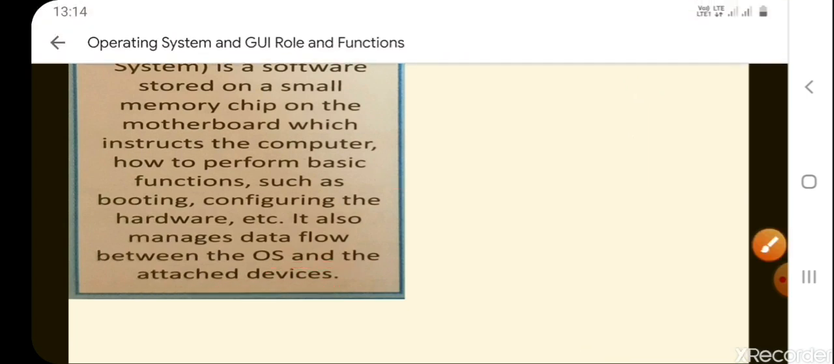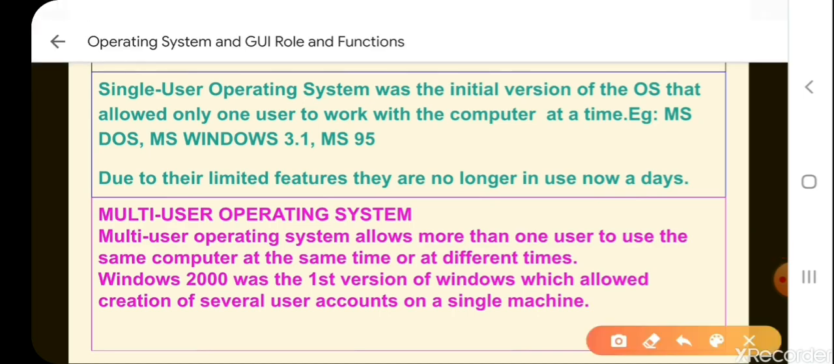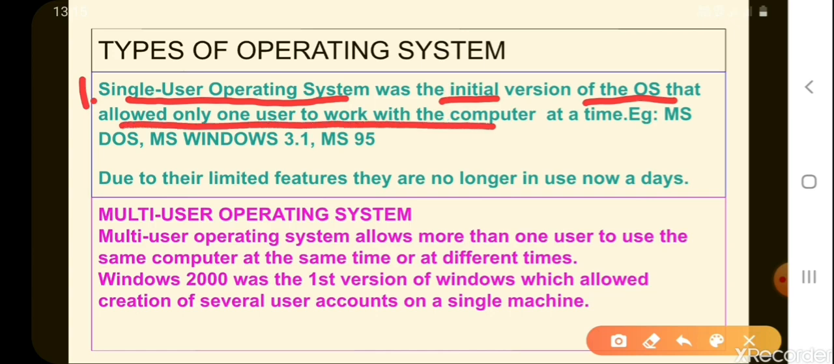Now let's again come back to different types of operating system. The first type of operating system is the single user operating system. Single user operating system was the initial or the first version of the operating system, and it allowed only one user to work with the computer at a time.